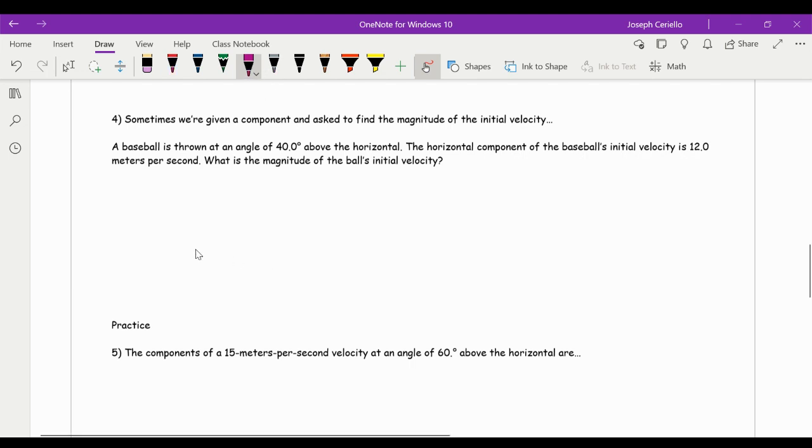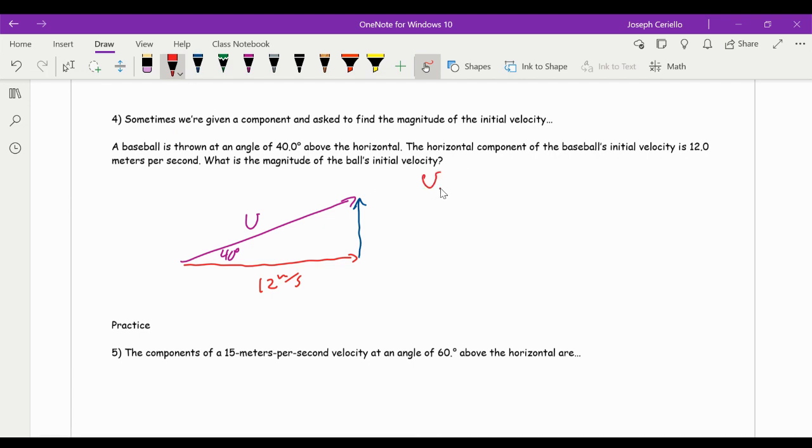So let's sketch it. This is 40 degrees. This is our unknown. The horizontal component is 12, that's right here, 12 meters per second. The vertical component is unknown. We also just don't need it. So think about how we would solve for the hypotenuse now. Before we were given the hypotenuse and we found a component, now we're given a component, asked to find the hypotenuse. It's actually the same equation we've been using the whole time.